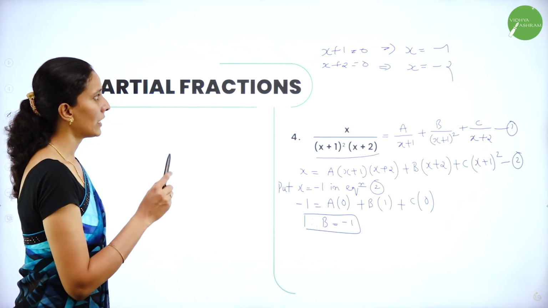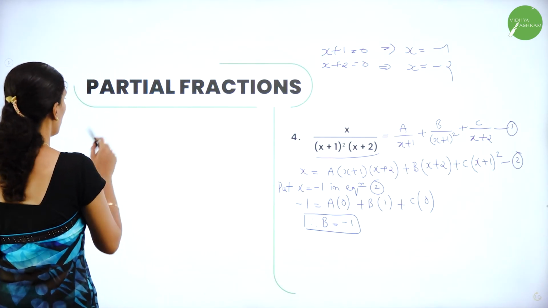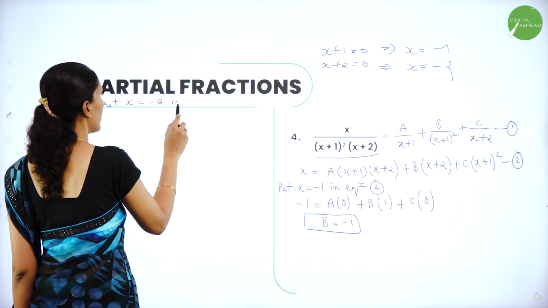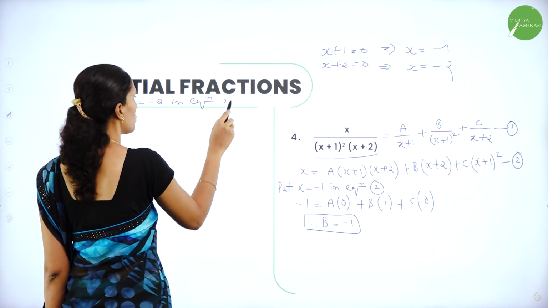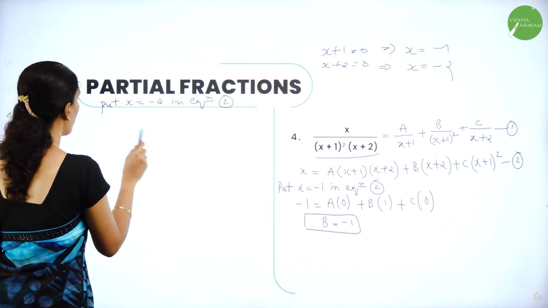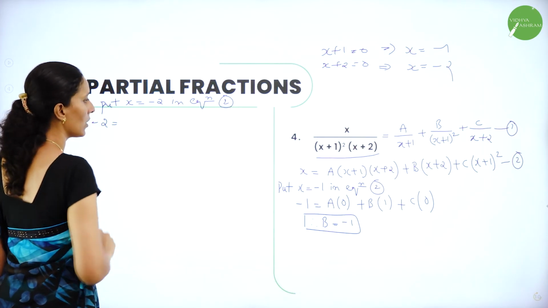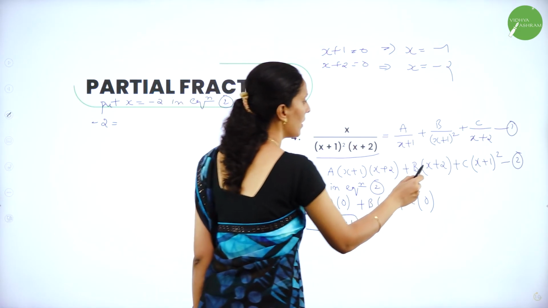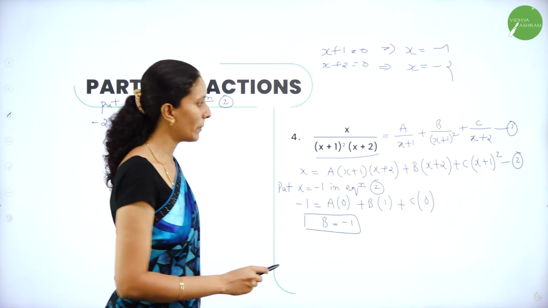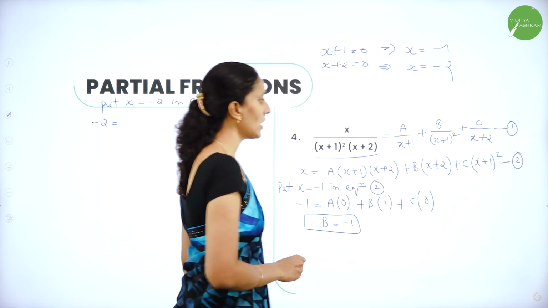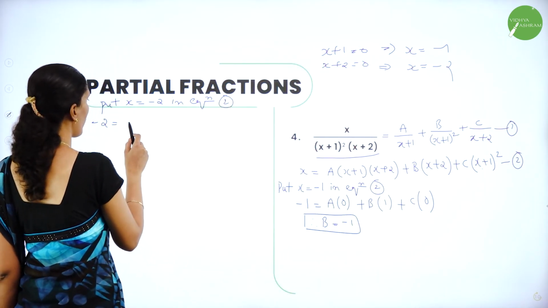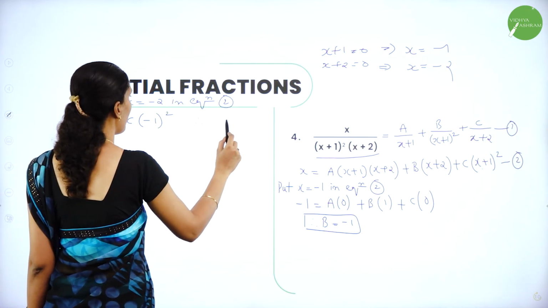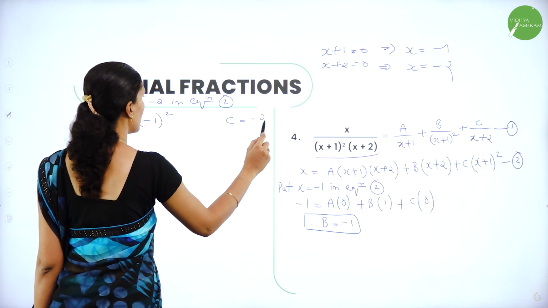Next we will equate x is equal to −2. So put x is equal to −2 in equation 2. So what happens if you put −2? −2 is equal to, here −2 plus 2 cancel, so there is no a term. −2 plus 2 cancel, no b term. But here you will get −2 plus 1 as (−1) whole square. So c into (−1) whole square. So therefore the value of c you will get it as −2.